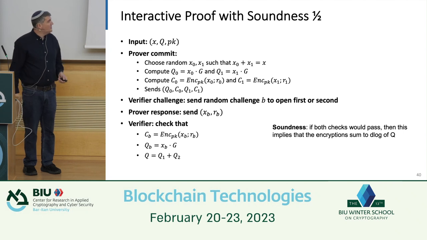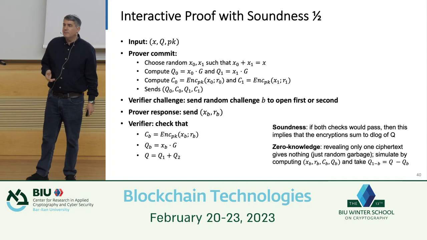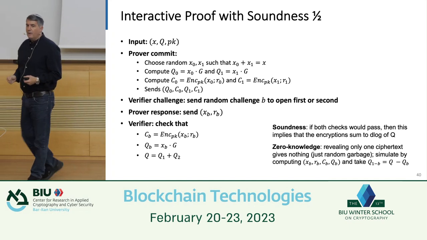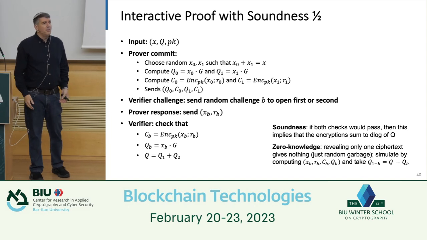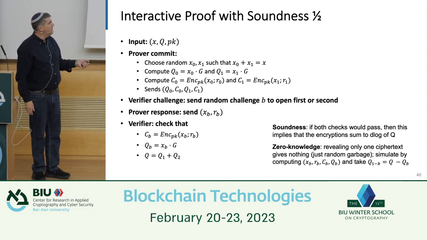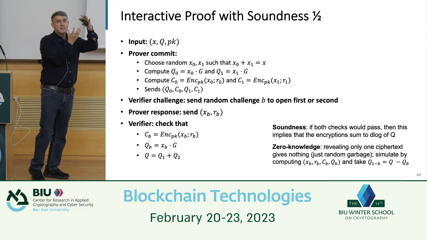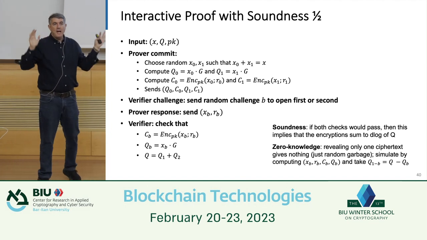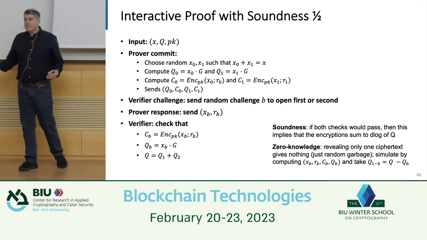so that's really, really simple in terms of zero knowledge. It's also very obvious on the intuitive level. You're only opening one encryption to a random value, which reveals nothing. On a more formal level, you can easily simulate by computing, if you know B ahead of time, X_B, R_B, C_B, and Q_B, and then taking Q_{1-B} to be Q minus Q_B. Because it's additive, you can easily, from the public key, generate the other Q value by yourself. Okay, so this is very easy to do.